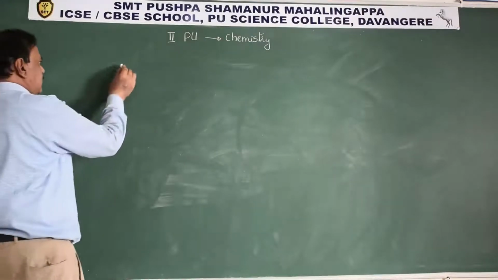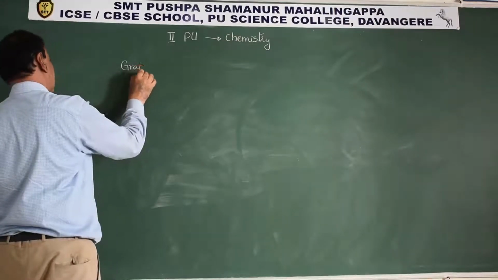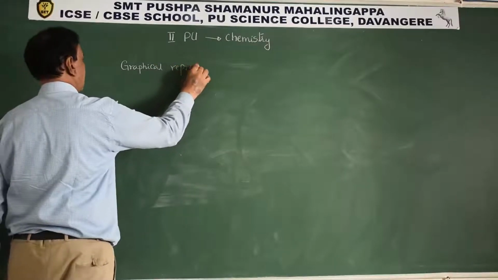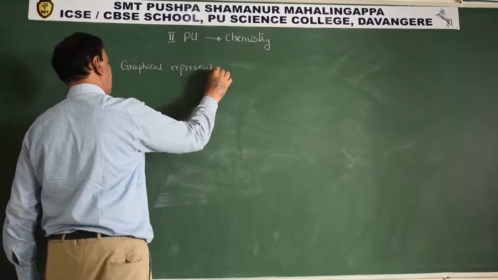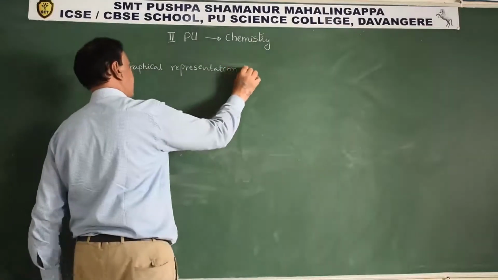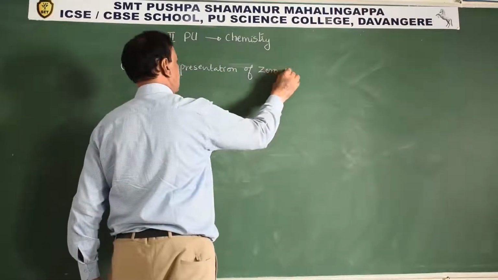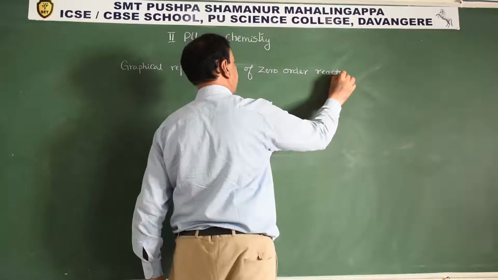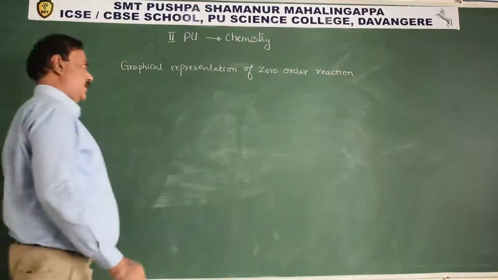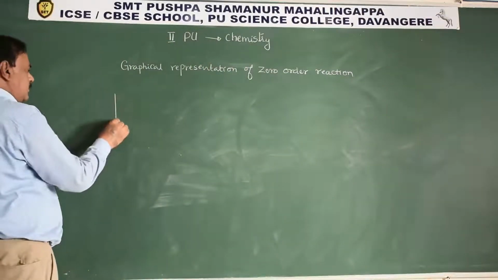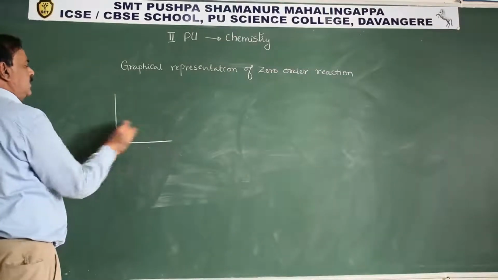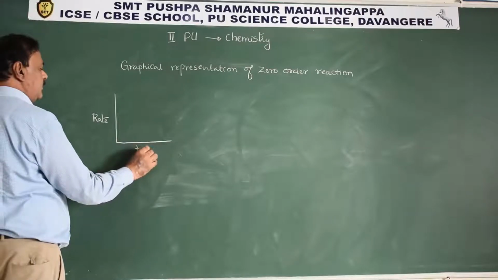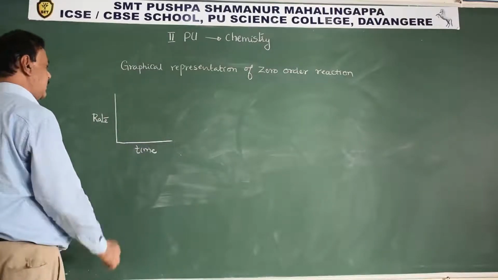And graphical representation. Graphical representation of zero order reaction. This is the first graph: the rate of a chemical reaction with respect to time.